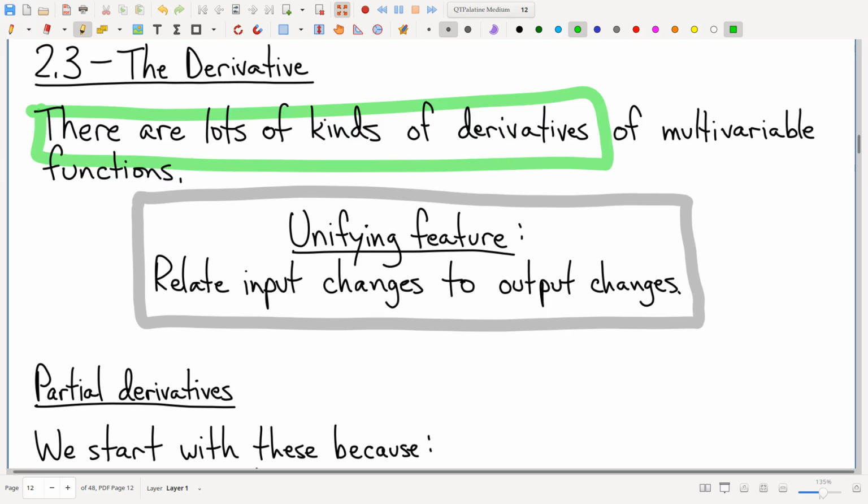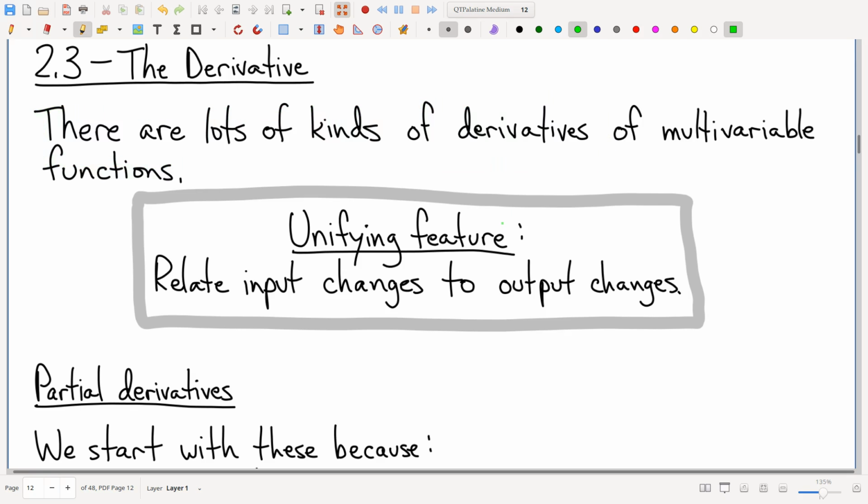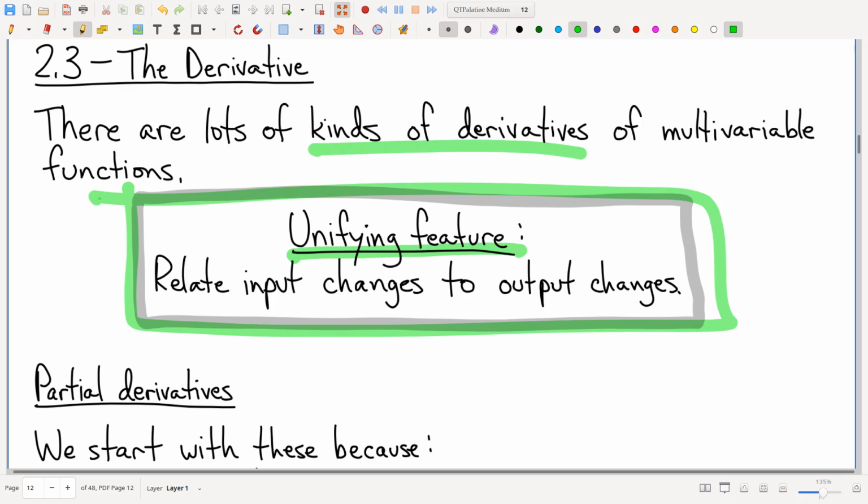Now, why do we use the term derivative to describe a bunch of things that are in fact different? The reason is because every kind of derivative we're going to talk about has this common unifying feature, and that is in their ways they relate input changes to output changes. So this is a big common theme to look for. Every derivative that we're going to write down in its way will be a relationship between input changes and output changes. And please be on the lookout for how in their different ways they all do this.